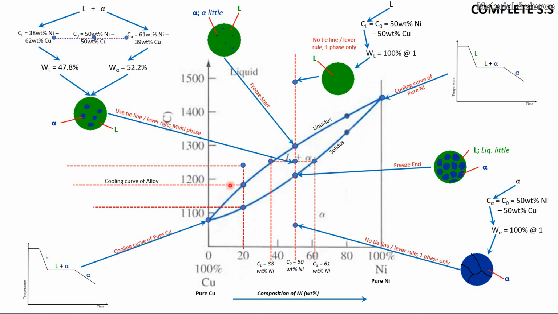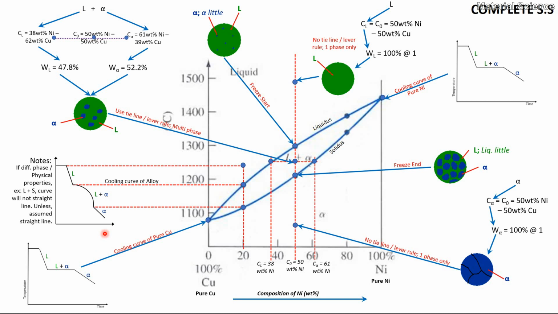Okay, this is the liquid phase only. From this point to here is the liquid plus alpha phase. From this point to this one is the solid phase only. So when we project it, this is liquid only. Then liquid plus alpha forms a curve like this. Below that is one solid phase. So this is the cooling curve of an alloy, and this is the cooling curve of a pure metal.